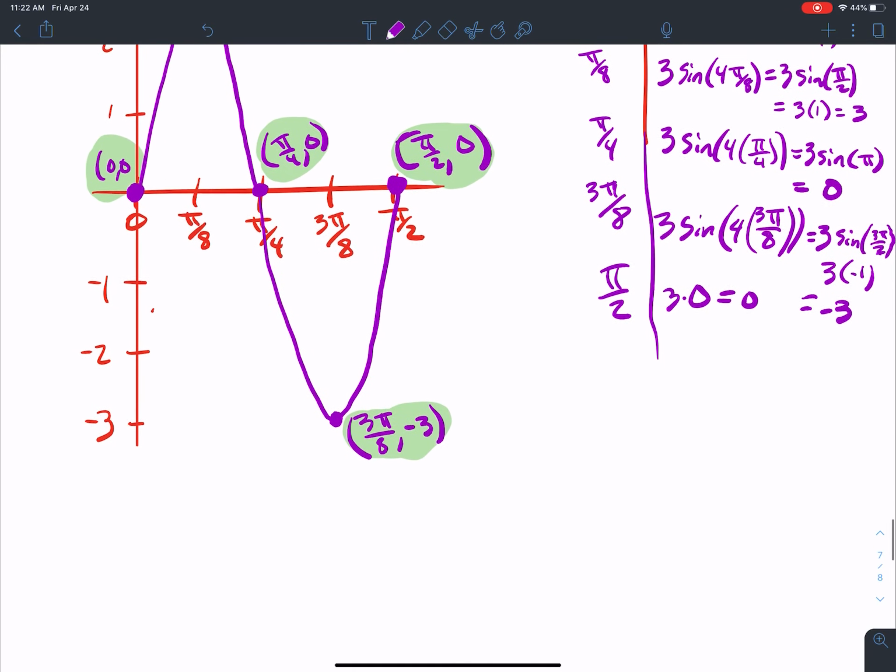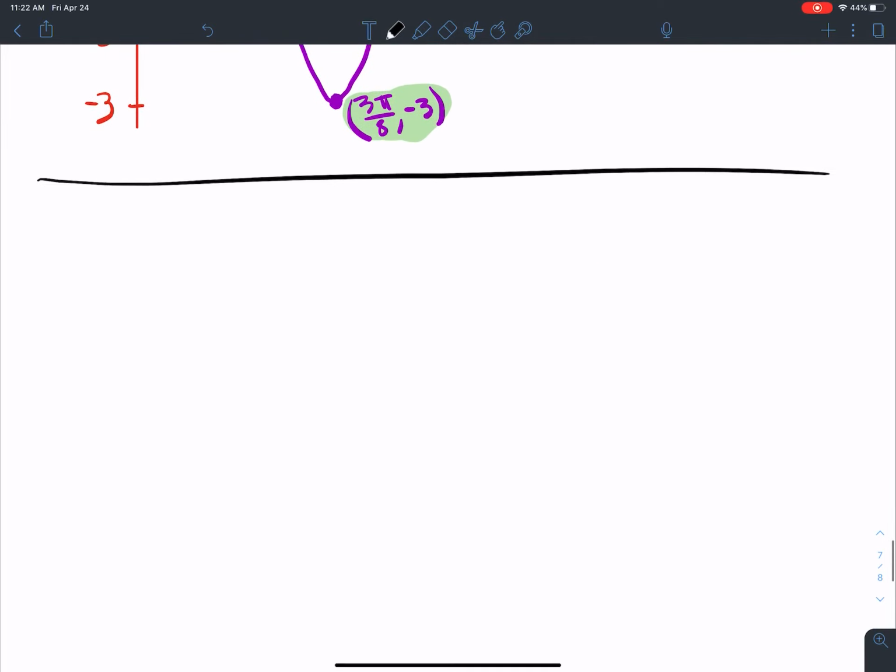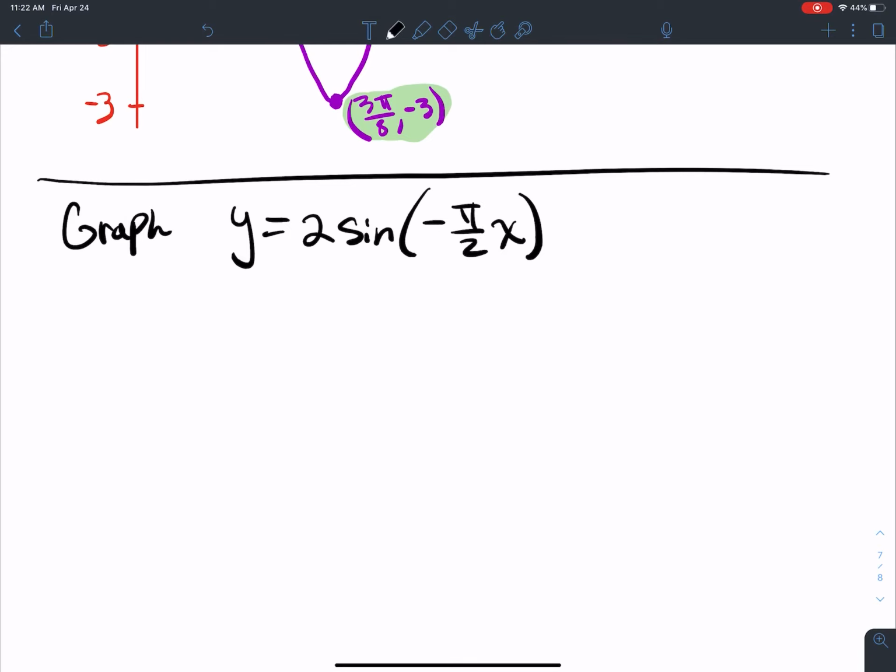Let's do another one. Let's do one where we're going to graph y equals 2 sine of negative pi over 2x. Okay, so let's graph using the key points. If I graph using the key points, then, well, what do I need to do first?